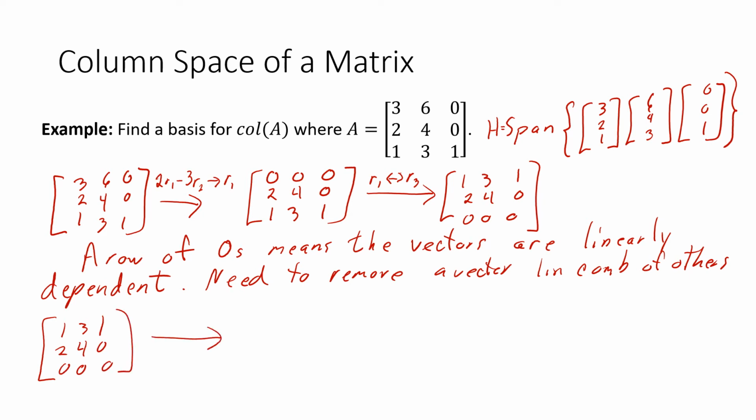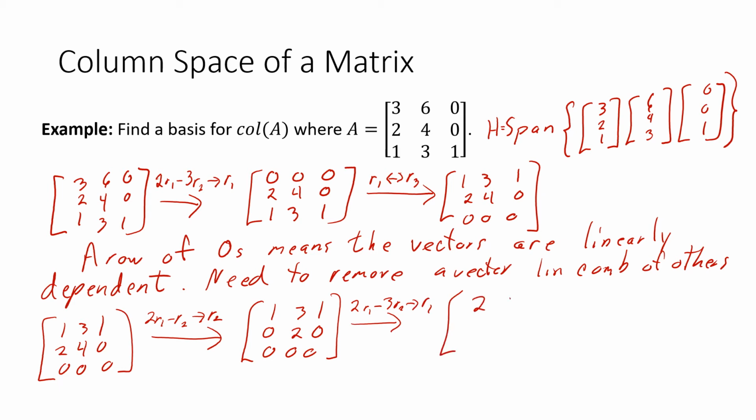Let's do another row reduction. So 2 row 1 minus row 2 is the new row 2. We get 0, 2, 0, and all zeros. And then we'll just do one more. So 2 row 1 minus 3 row 2 is the new row 1. It's going to give us that. So what do we get?